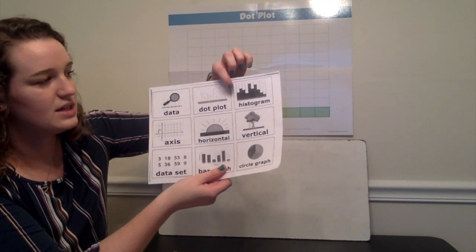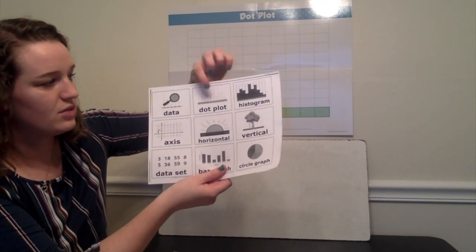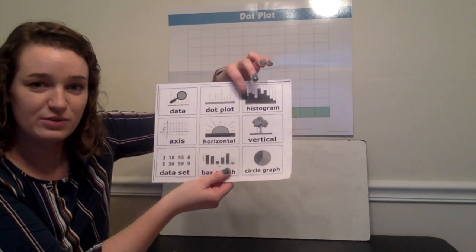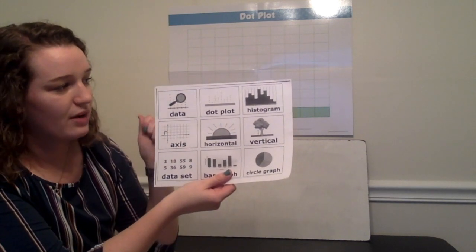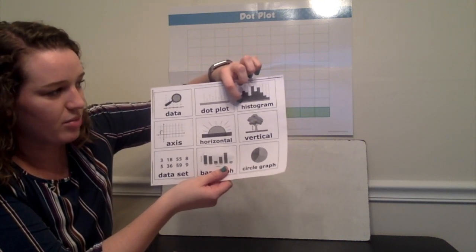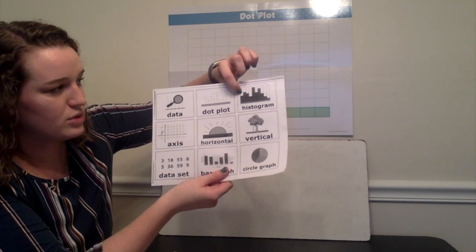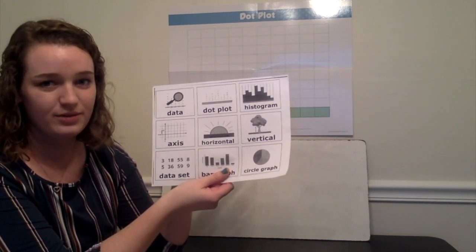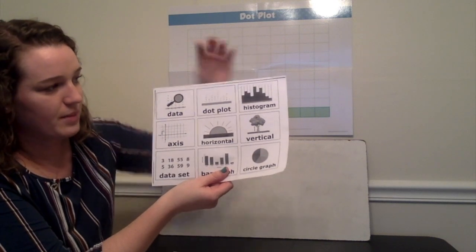Our next word is histogram. Histogram is similar to a dot plot, but it just graphs it in a different way. So this is a different type of graph. So here it has 1 through 5, right at the bottom here. It goes up to 4. So it's any numbers with 1 through 5, and there's 4 of them, okay?